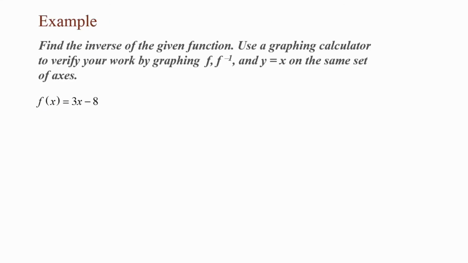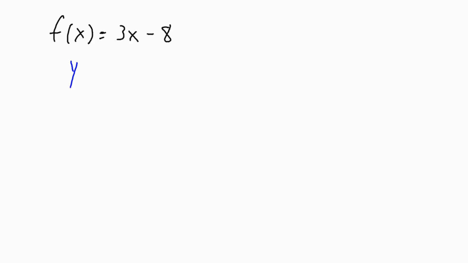In this example, find the inverse of the given function. Use a graphing calculator to verify your work by graphing f, f inverse, and y equals x on the same set of axes. f of x equals 3x minus 8. Our first step is to replace f of x with y. So I have y equals 3x minus 8. Switching the positions of x and y, my equation becomes x equals 3y minus 8.